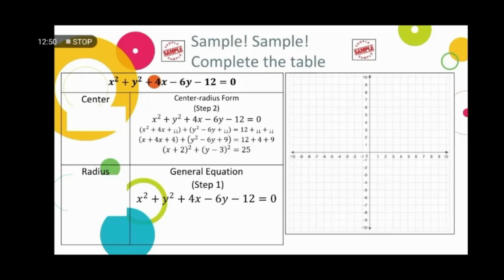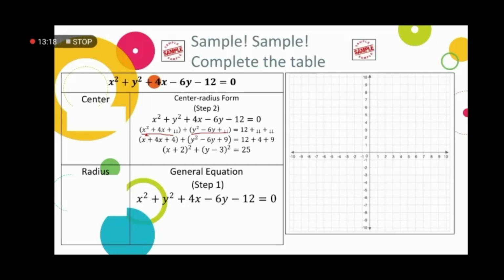So what you're going to do is rearrange, put all the x here, and put all the y here. As you can see, we have this blank, because we are going to complete the square. So, in completing the square, x squared plus 4x.